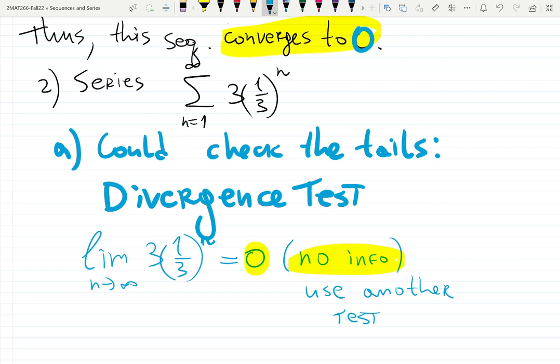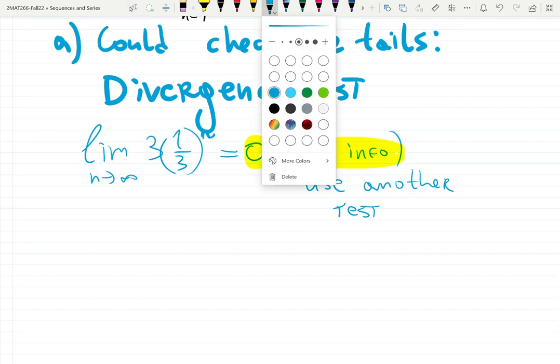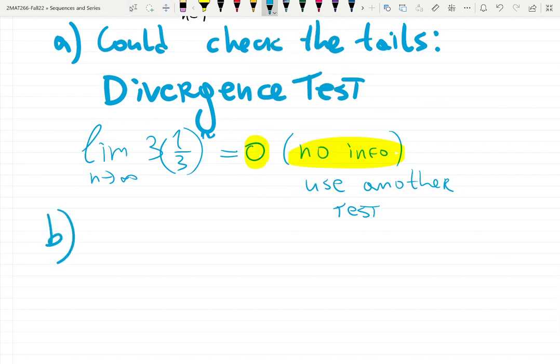And that's why it's called the divergence test, not a convergence test. So the tails do shrink to 0. Now the question is, do they shrink to 0 fast enough to converge? Someone already pointed out, which is very smart, that it does look like a geometric series. We recognize that it is a geometric series.